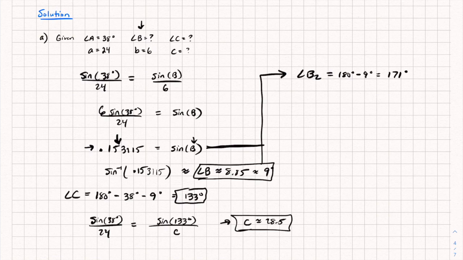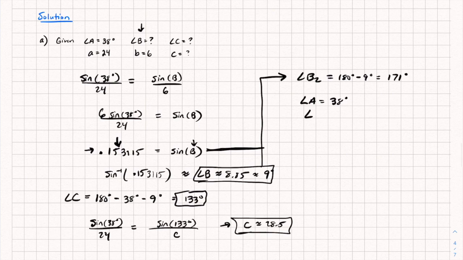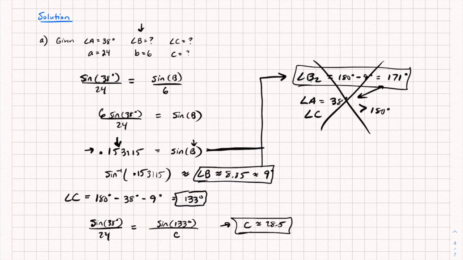Now, if that's my angle for B, remember that angle A is fixed at 38, and you should already see what the issue is in trying to find out what C could be, right? Because 38 and 171 is already greater than 180 degrees, meaning that if I let B be this other possible angle, then I do not have another triangle. This is a scenario where there is only one possible triangle that can be drawn.